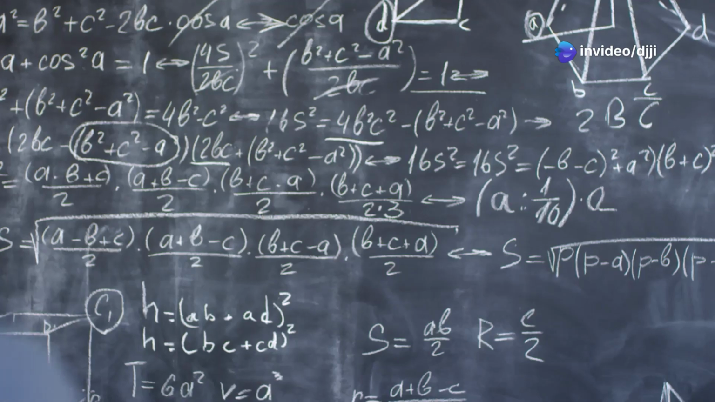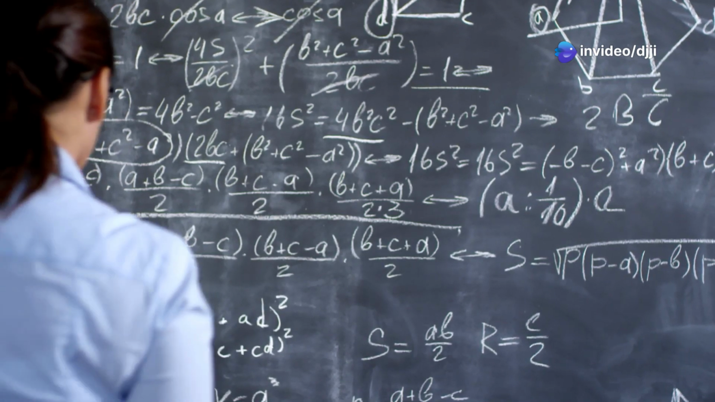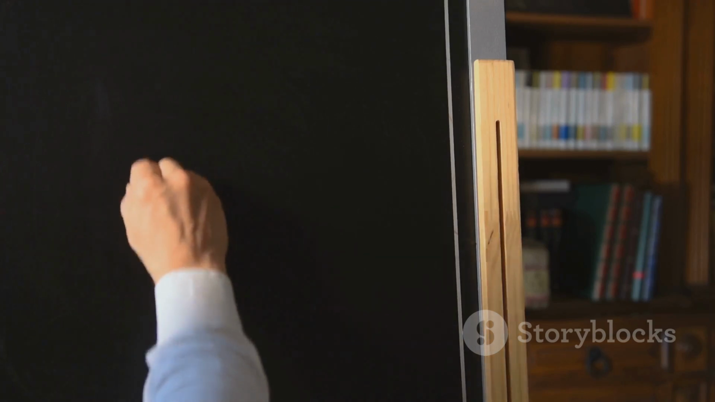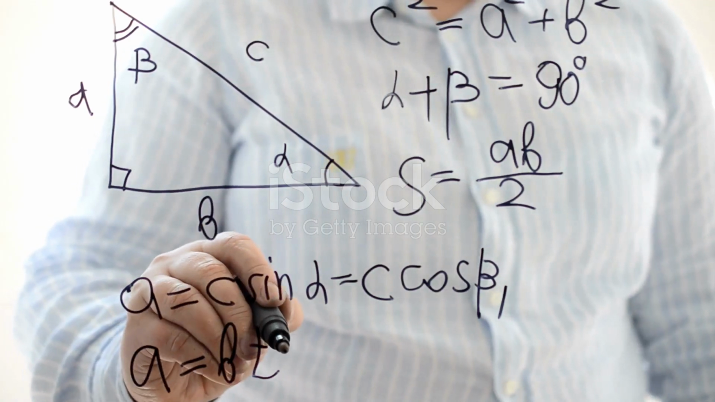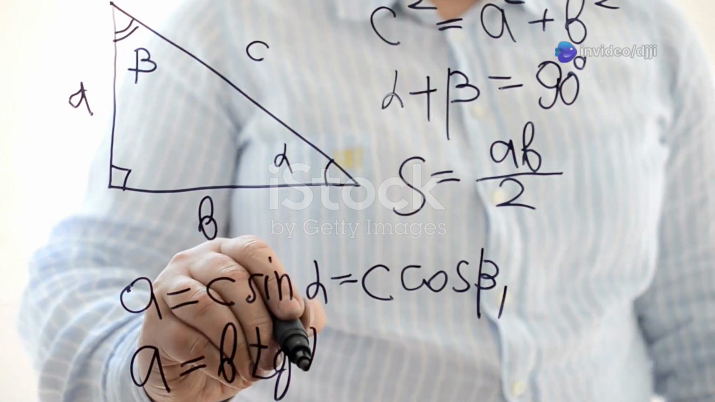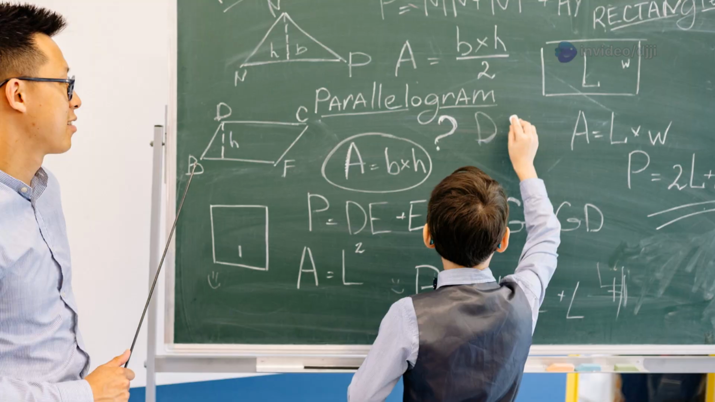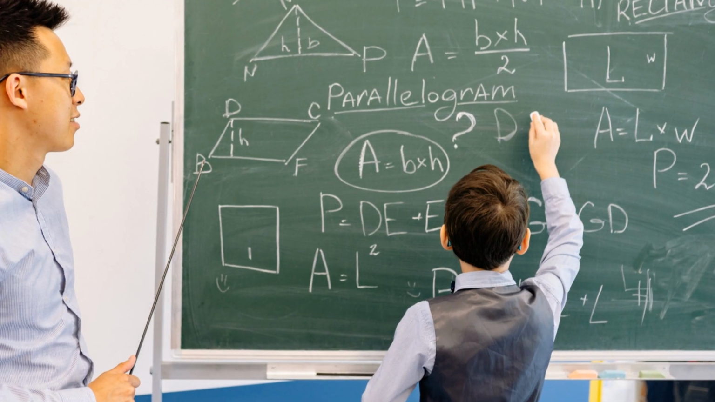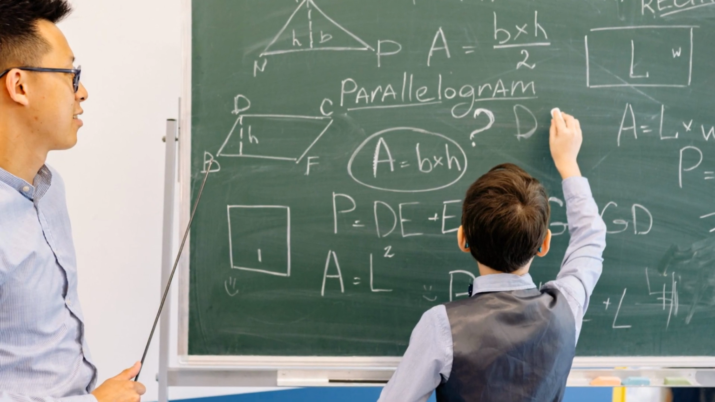Alright, so the law of cosines states that for any triangle with sides A, B, and C, and angles A, B, and C opposite those sides, the following relationships hold. A squared equals B squared plus C squared minus 2BC times the cosine of A, B squared equals A squared plus C squared minus 2AC times the cosine of B, and C squared equals A squared plus B squared minus 2AB times the cosine of C.